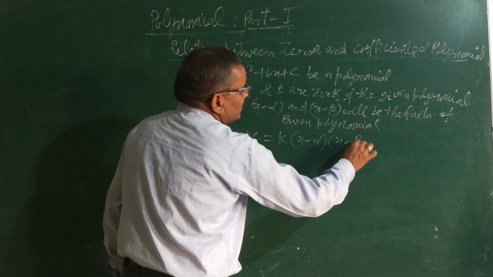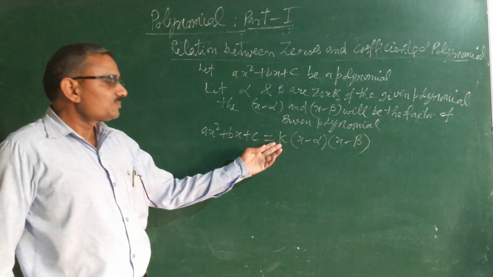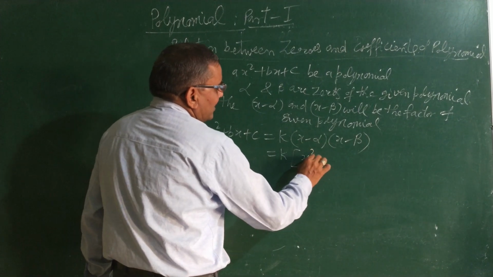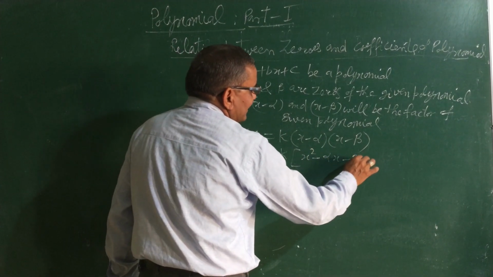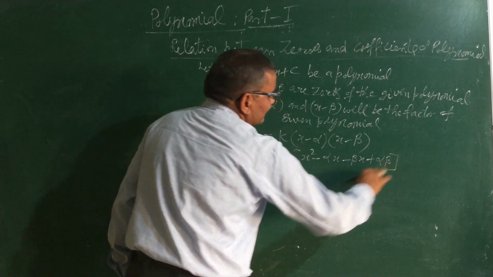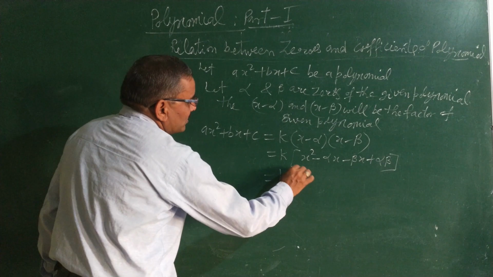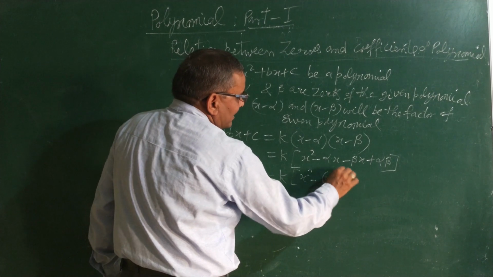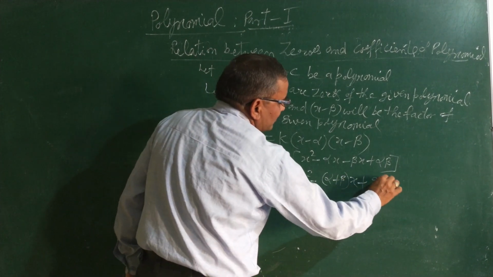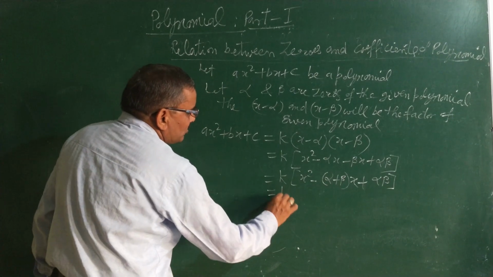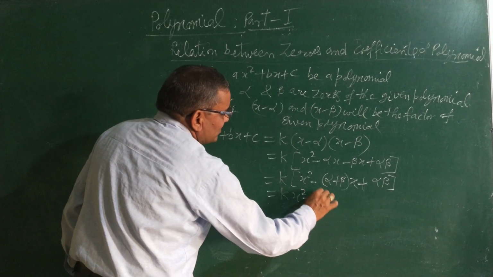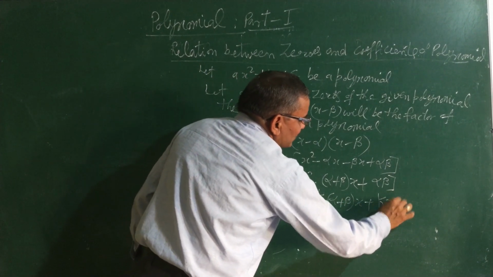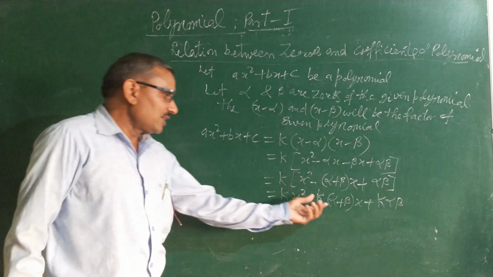into x minus beta. Here k is a constant, so this is equal to k times x square minus alpha x minus beta x plus alpha beta. Now this is equal to k times x square minus, taking alpha and beta in one bracket, alpha plus beta, x outside, plus alpha beta. Now multiplying by k, this is equal to kx square minus k times alpha plus beta into x plus k alpha beta.